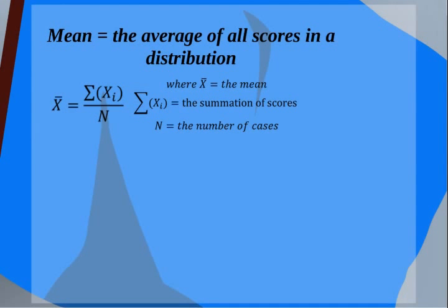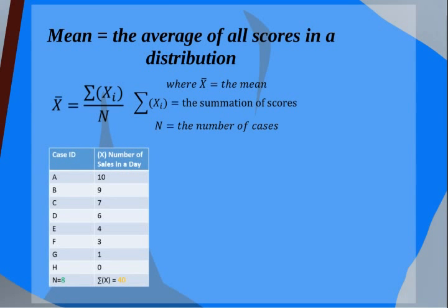Then we have our sigma x sub i, and then we have n. Sigma x sub i is the summation of all scores. So in this case, x is a score and i represents a hypothetical case or a hypothetical person who has that score. N is the number of cases, right? Our sample size or our population.